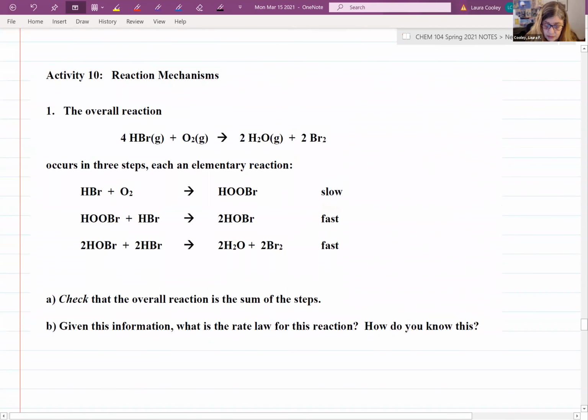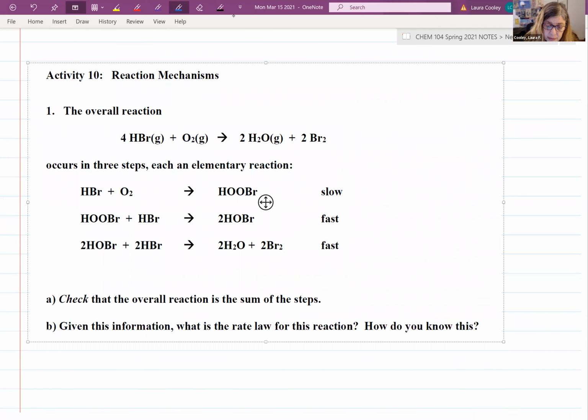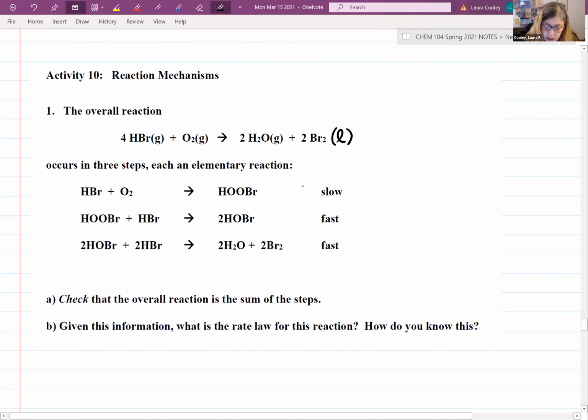So here is an overall reaction. I should probably put that this is liquid. It doesn't really matter. So here, hydrogen bromide reacts with oxygen to form water and bromine, liquid bromine. I don't know what the name of that type of reaction is, but these are the steps in which that occurs. This is the mechanism here. Okay, the steps of the mechanism. And it's a little on the complicated side.